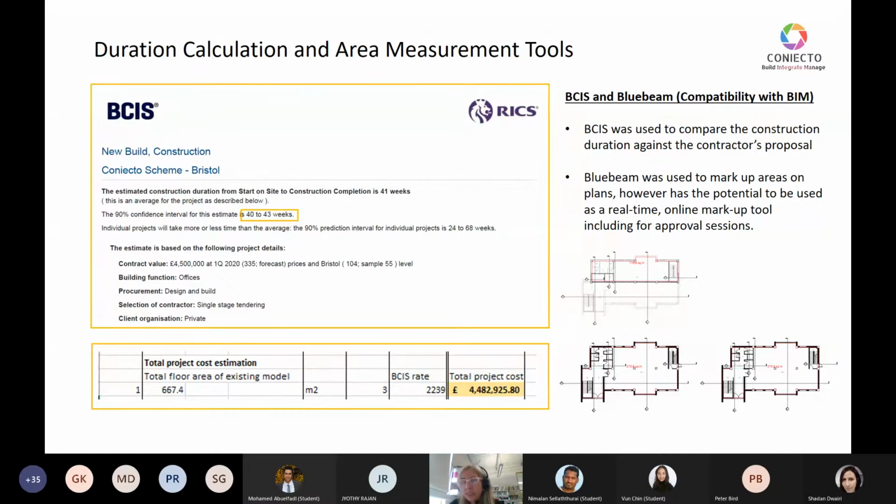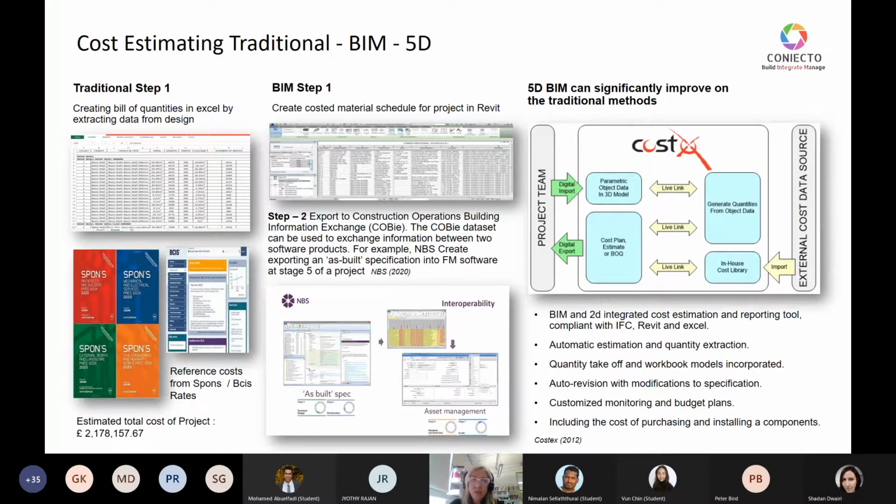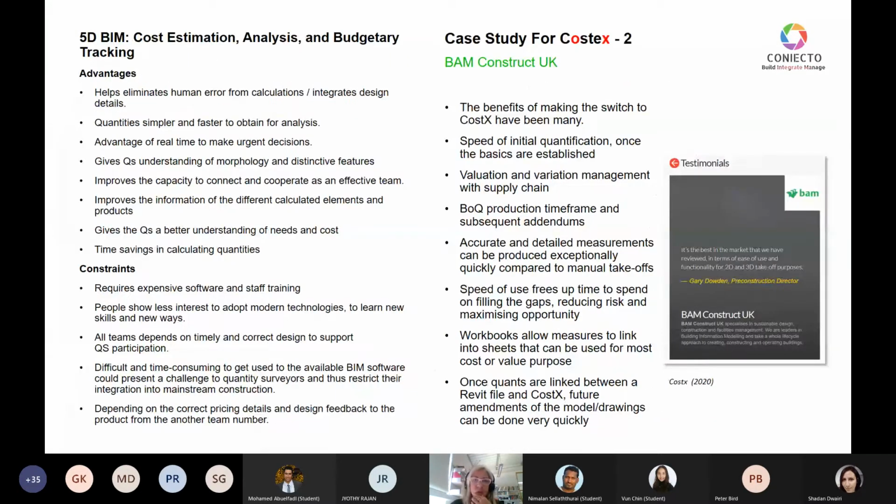Obviously, there was one better than the other, and you can actually start to make judgments based on this. But as we move on, this one in particular is a little bit more focused than the previous one. Case study for Costex, they tried Costex. It didn't quite work perfectly, but I think that those attempts at working in different tools will be very good research to bring into your presentation.